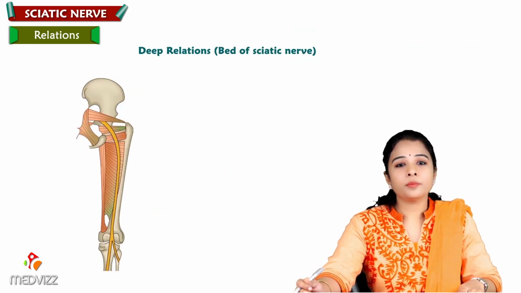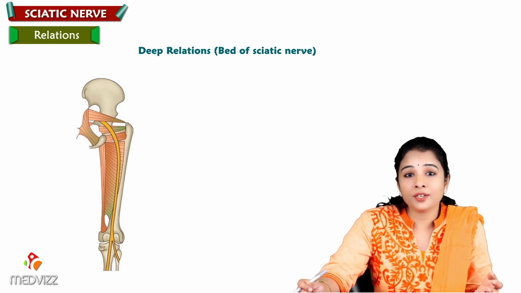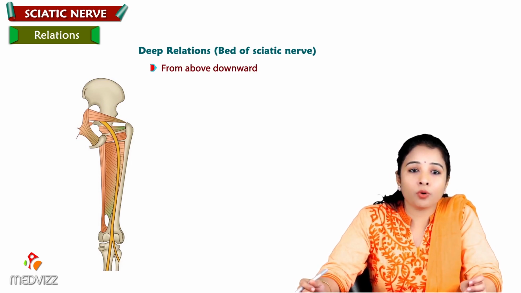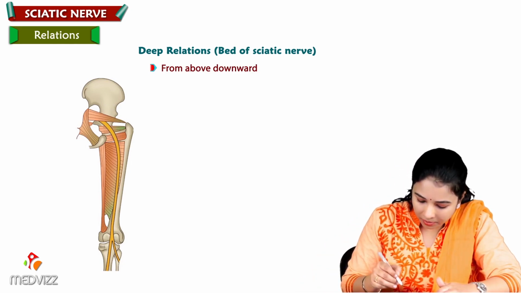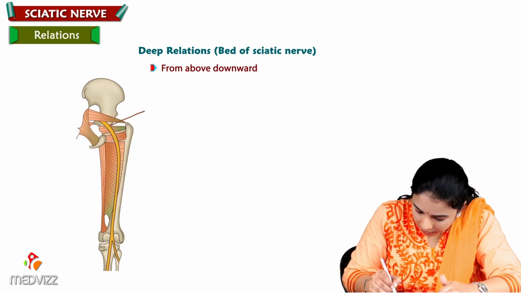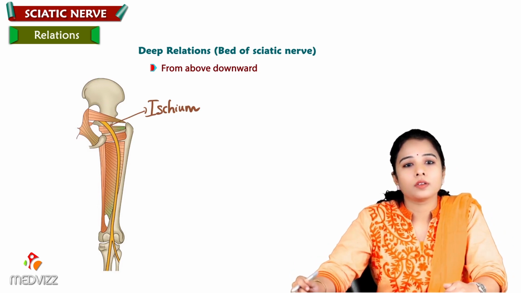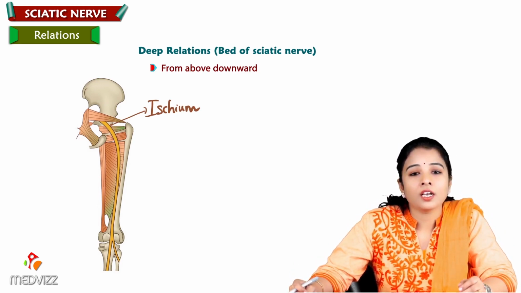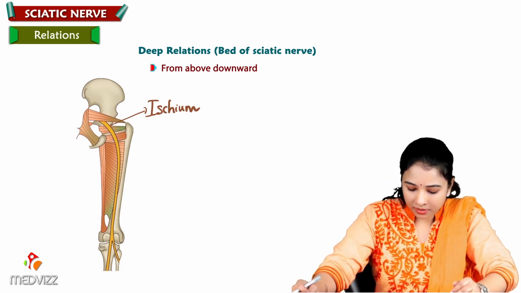Let's talk about the deep relations of the sciatic nerve, which we can consider as the bed of the sciatic nerve. So from above downwards, it is related to the body of the ischium, so the posterior surface of the body of the ischium. This bone is the ischium. Then it is related to the tendon of obturator internus associated with the superior and inferior gemelli muscles.